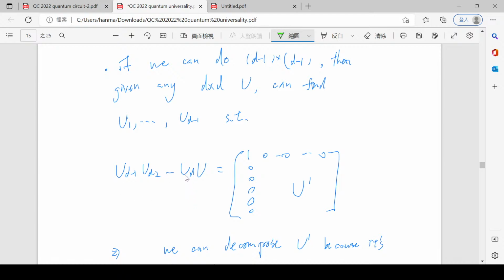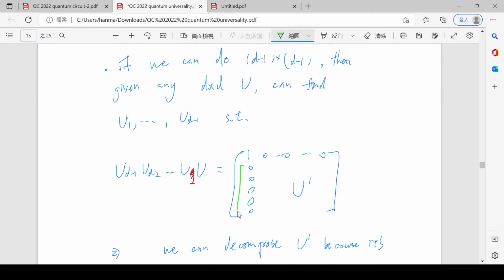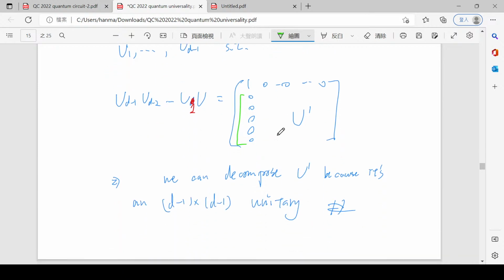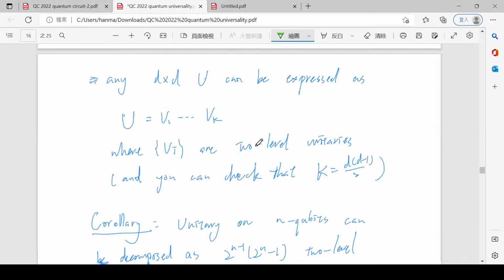Actually, I have the wrong ordering. Anyway, you can find U1 to U(d minus 1), so it should be 1 here, then U(d minus 1), U(d minus 2), and U1 here. You can find d minus 1 matrices because there are d minus 1 zeros here. And multiplying on your U, you make all these 0, and that will also force all those 0. Then you get a d minus 1 by d minus 1 matrix here, and you know this can also be decomposed into a whole bunch of two-level unitaries. So you see that you can always do this decomposition.